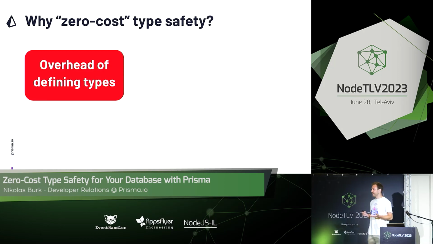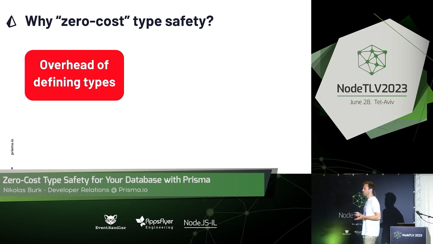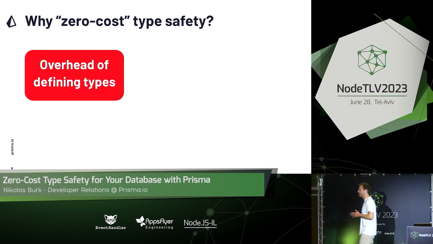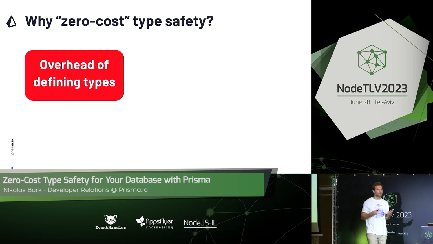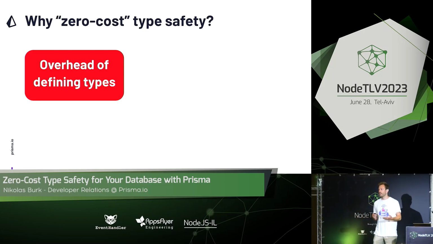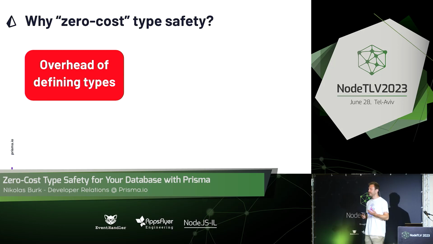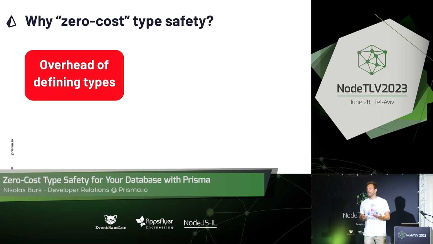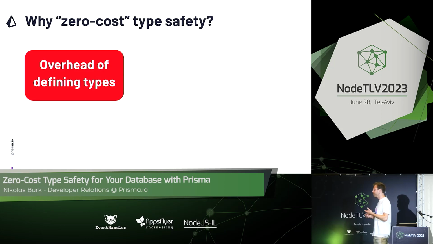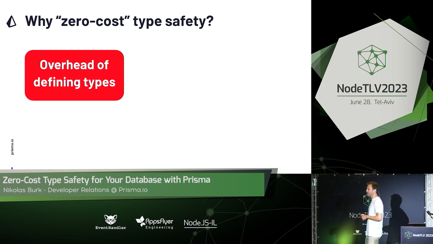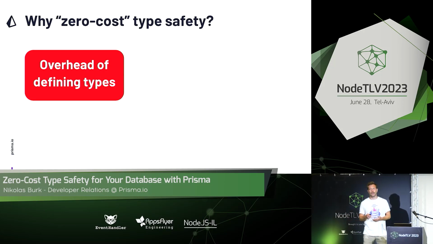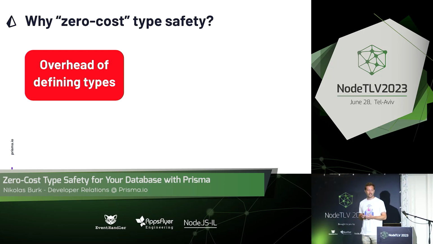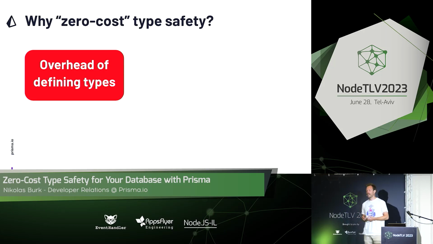And why is it that we call it zero-cost type safety with Prisma? Well, if you're thinking back to the drawbacks that I named initially for working with TypeScript, one of the main drawbacks that I hear over and over when talking to TypeScript engineers is that they need to define the types for everything, especially when you're working with a database and you now have to define all of your types for the database. That can be really, really cumbersome. Maybe you have to define DTOs in your API layer, in your service layer. So there is a lot of overhead that can come just from defining your types.